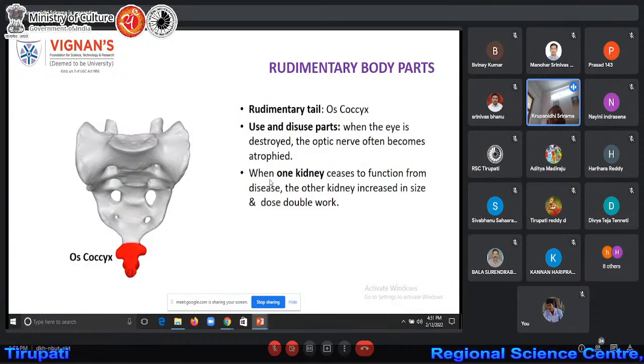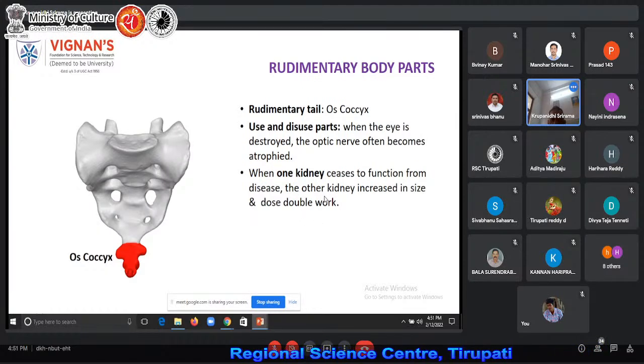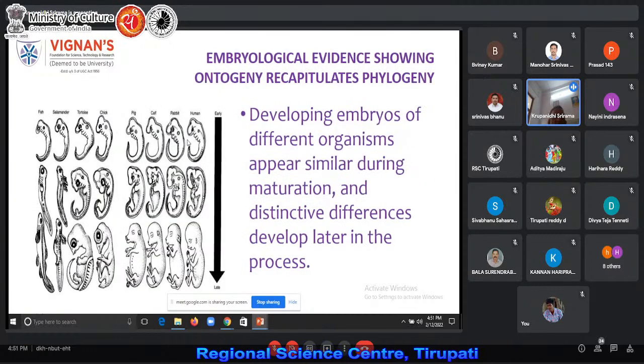When one kidney ceases to function because of some disease, the other kidney increases in size and does more work, double work. So that's what use and disuse of parts is; it is common here. Now this is a very classical example given in all evolutionary books for biology students.